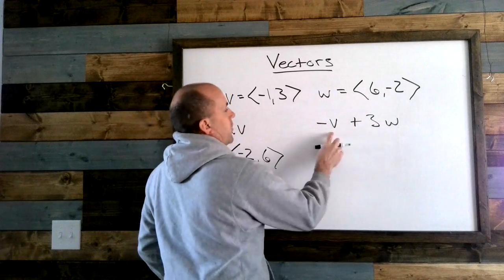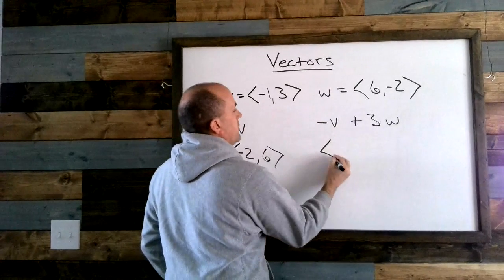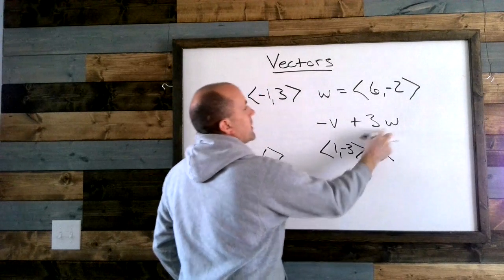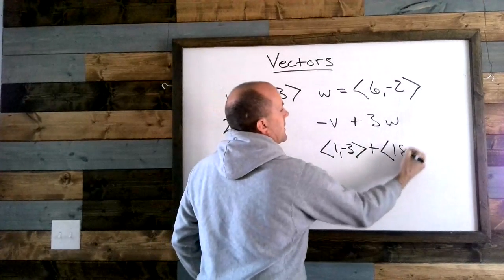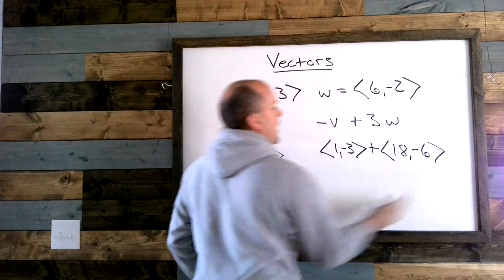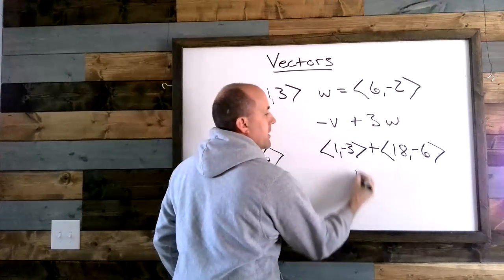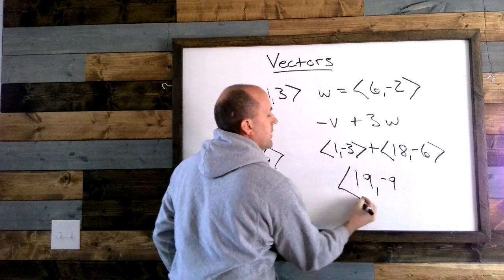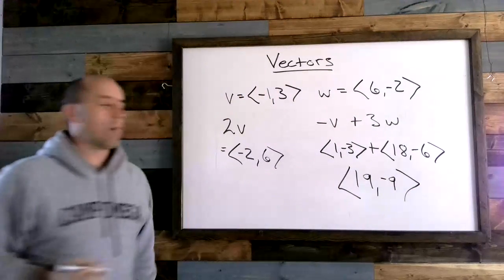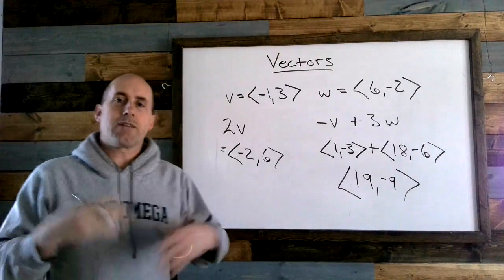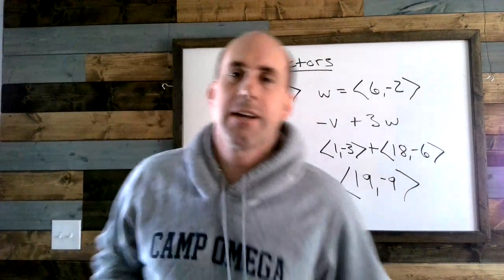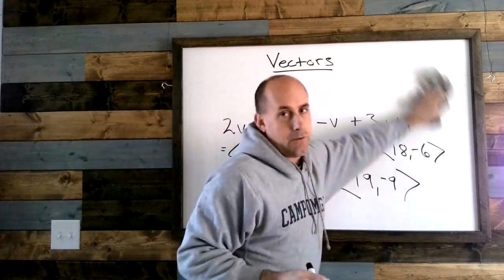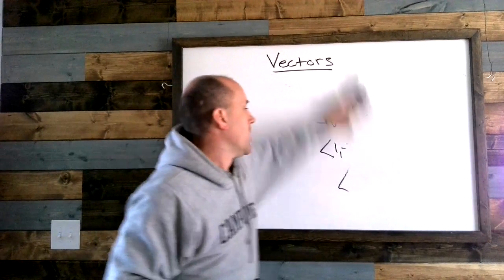And so if we do this one, we take -v, which is going to be 1, -3, and we add to that 3 times w, which would be 18, negative 6. As you add those together, 1 and 18 makes 19, and negative 3 and negative 6 make negative 9. And so there you have, right in front of you, the new vector. So you're going to have to perform vector addition, subtraction, and multiplication. That's going to really get you through your first problem set on your assignment.